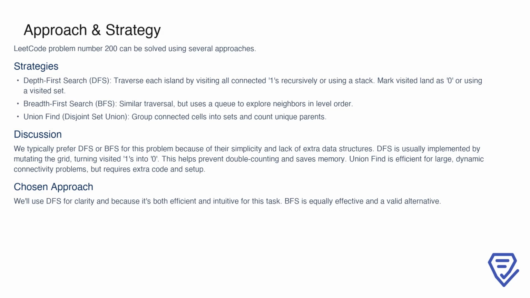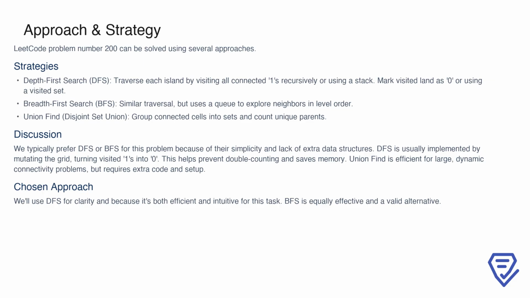Let's analyze different solution strategies for LeetCode problem number 200. The most direct approaches are depth-first search, or DFS, and breadth-first search, or BFS. With DFS, we check all neighbors recursively or via a stack, marking visited cells to avoid repeated counting. BFS similarly explores all neighbors, but in level order using a queue. Another advanced technique is union find, or disjoint set union, where we treat each cell as a node and unite adjacent land cells into the same set. This lets us count unique parents to determine the total islands.